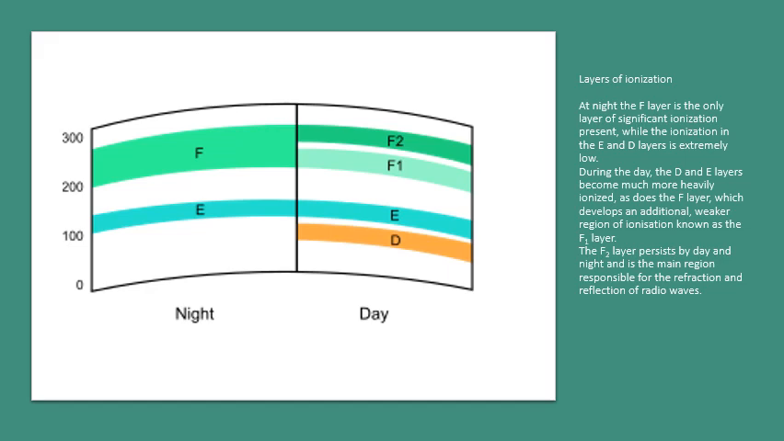So this gives the idea. Now we will discuss each layer in detail one by one: first D, then E, then F1 and F2. But this gives a brief idea of how the layers are formed and responsible for communication.